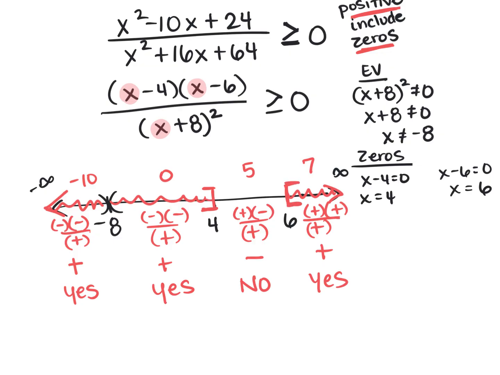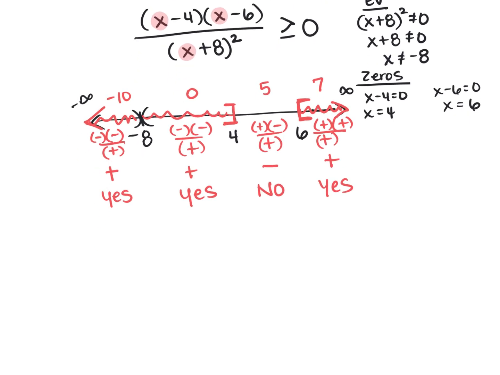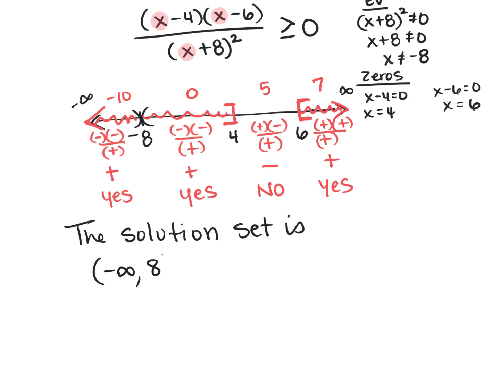So we're ready now to talk about our solution set. The solution set is, reading always from left to right, from negative infinity to negative 8, but I can't include it, so I have to make that a parenthesis, and then I union. So I can also include the numbers that are between negative 8 and 4. Only the 4 is inclusive. And then we union that because I have a third set that goes from 6 to infinity. So be very careful as you do your sign charts.